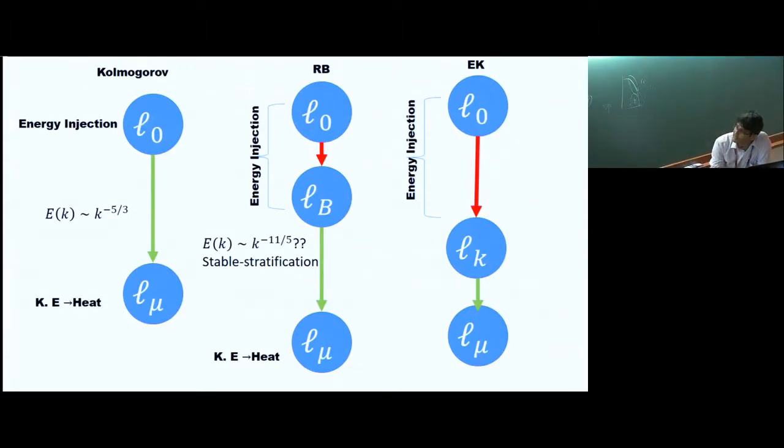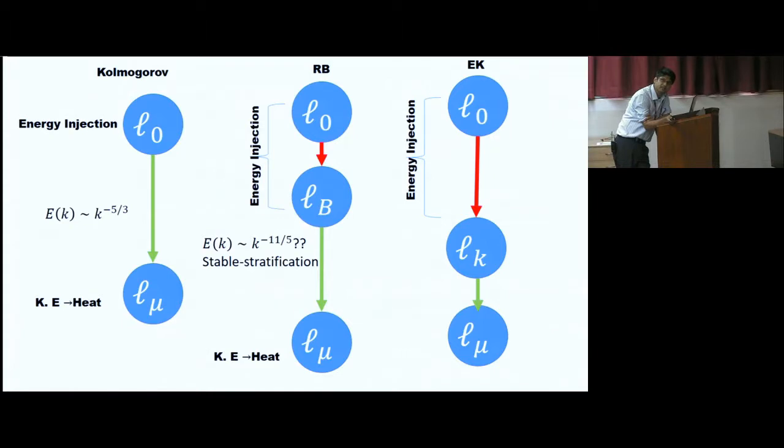So you have an energy. This is the Kolmogorov scale, the scale at which you inject energy. The energy goes down all the way to the Taylor scale, and then the kinetic energy is converted into heat, and it's lost. And if there is an inertial scale, then you get k to the power minus 5 by 3.